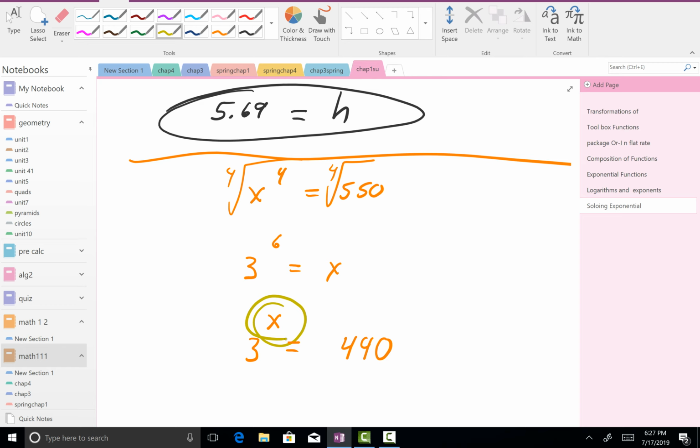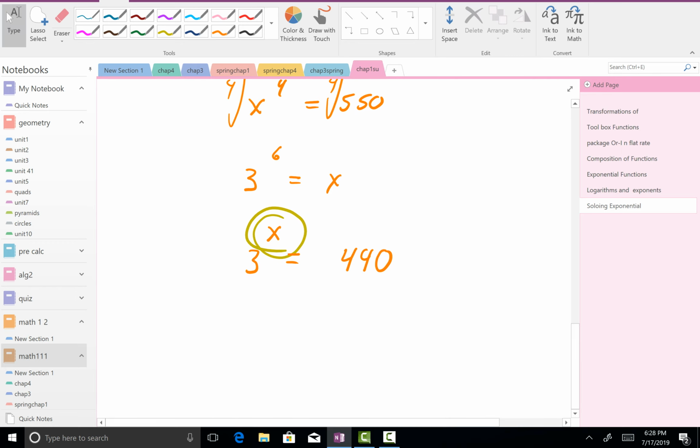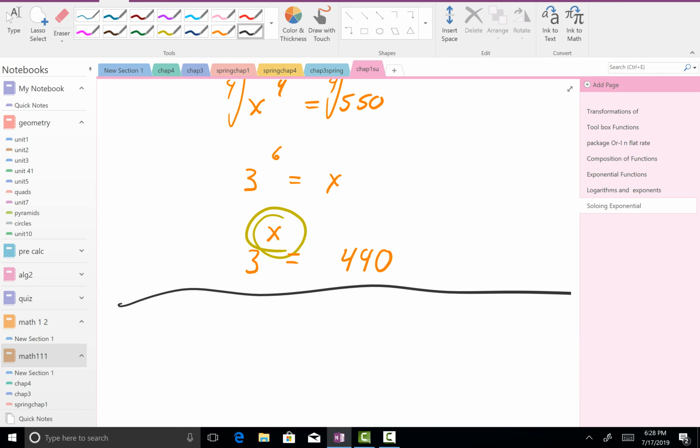Okay, so that is solving exponential equations using the logs of both sides. Again, you can use a definition. Doesn't make any difference. You pick the way you want to do it. You're not going to be asked to do it one way.